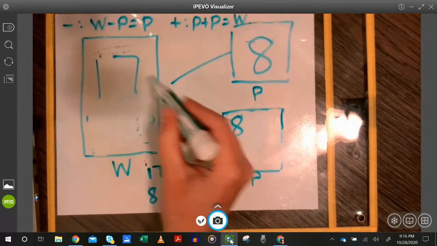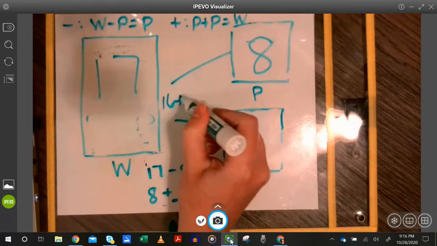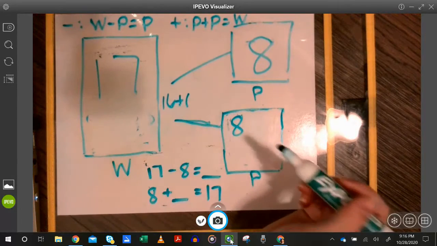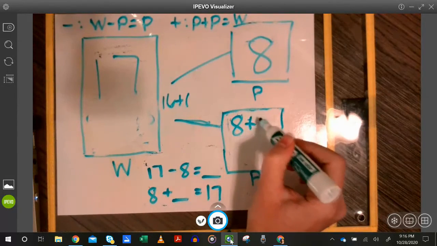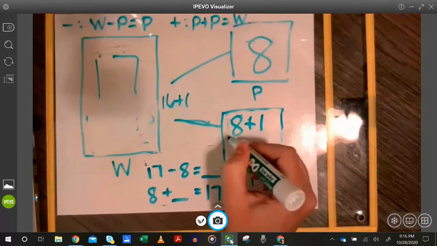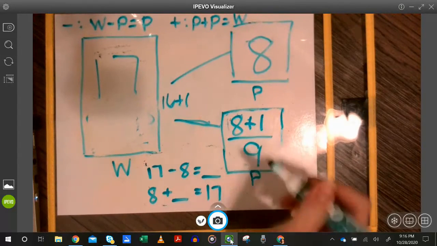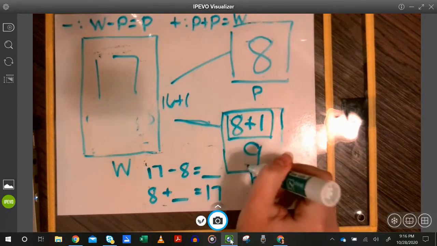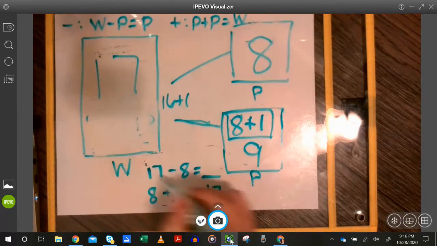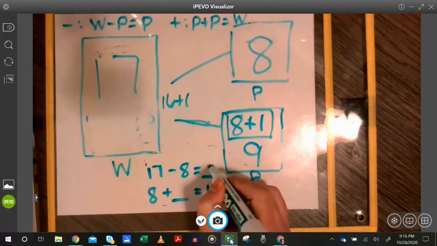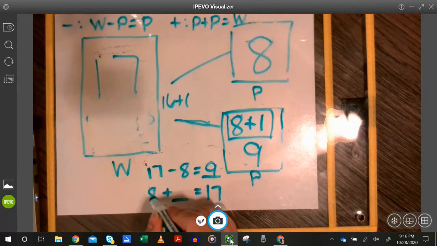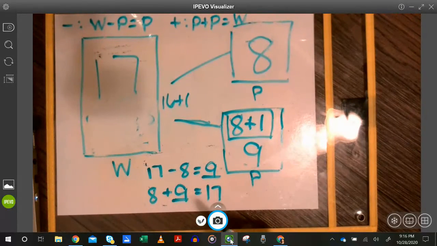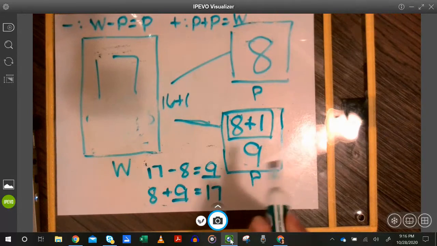But we don't have just 16, we have one more. We have 17. So our missing piece isn't just 8, it's one more. So it's 9. Okay, 8 and 9 make 17. If I have 17 minus 8, it will equal 9 because 8 plus 9 equals 17.